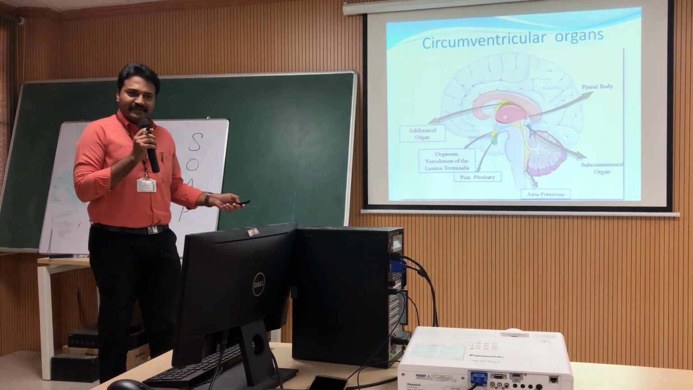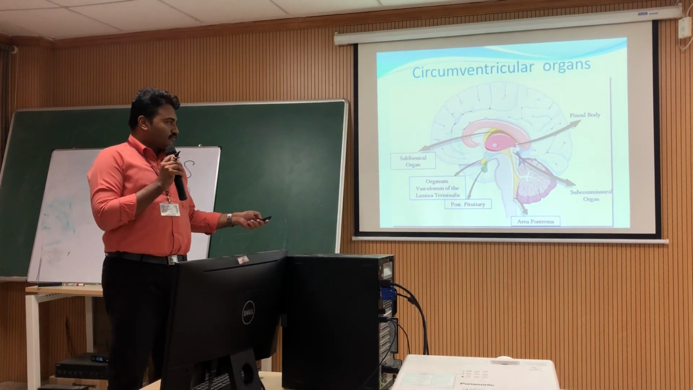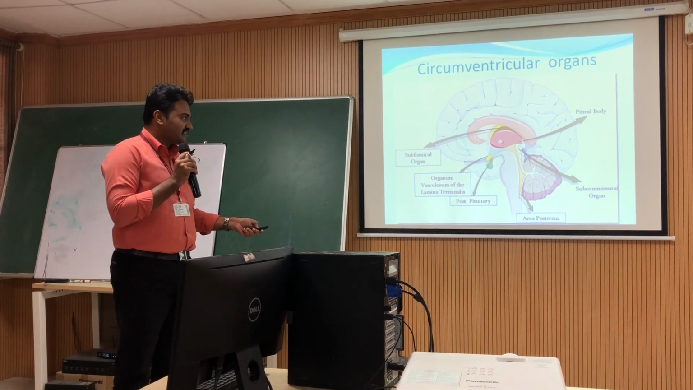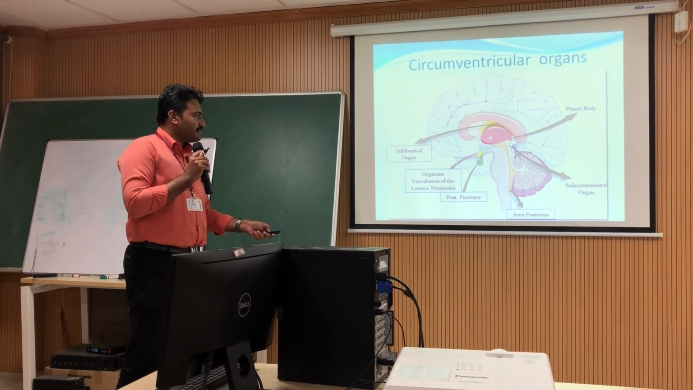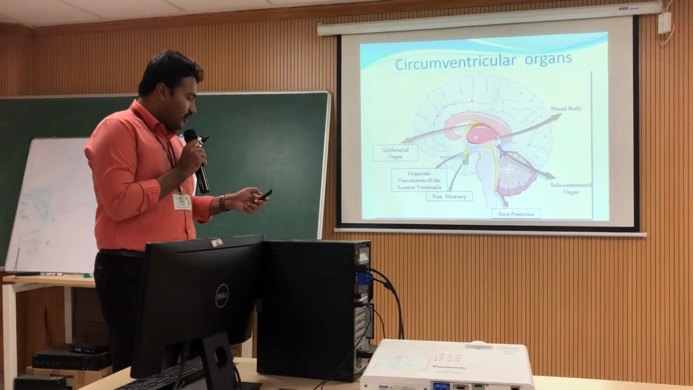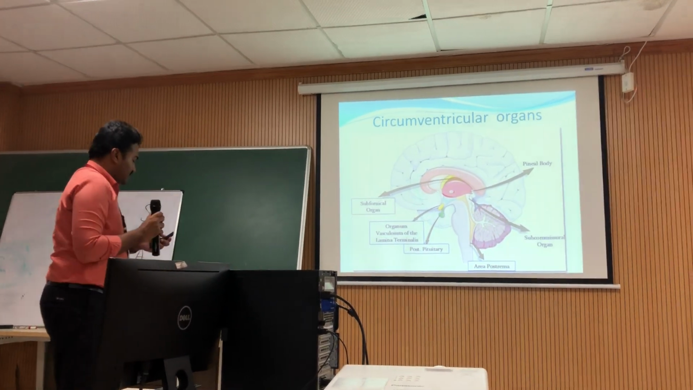So this should always be remembered. What is the mnemonic? Very good, right? S stands for subfornical organ, O stands for organum vasculosum of lamina terminalis, A stands for area postrema, and the next one, P, stands for posterior pituitary. So these are all about the receptors. Very good, right? So we'll go on to the next one.